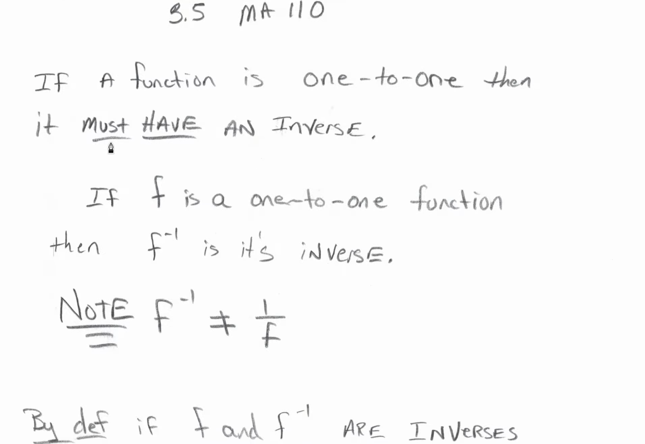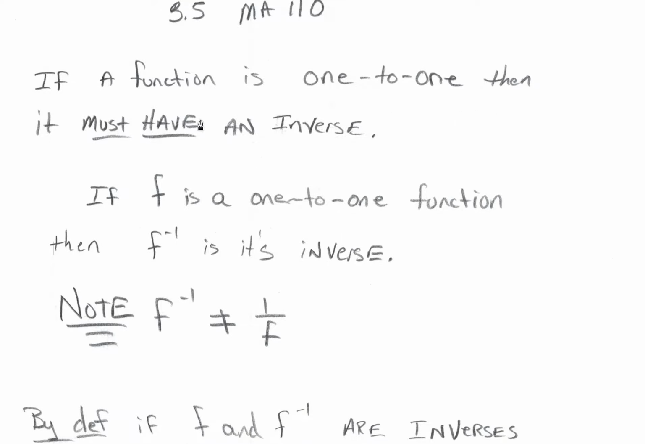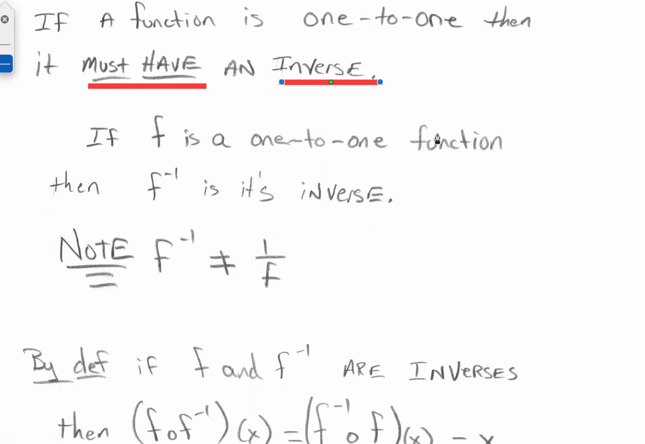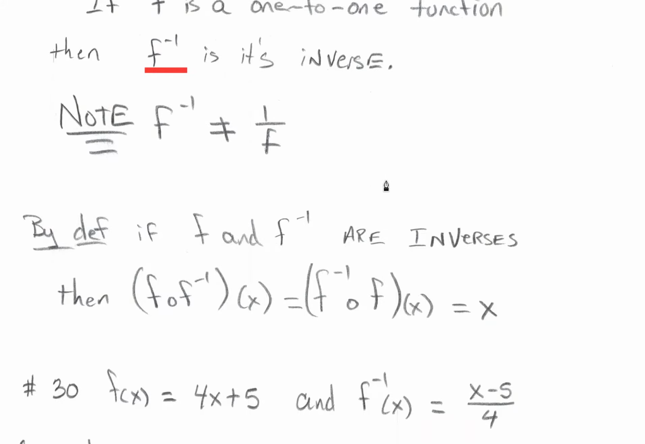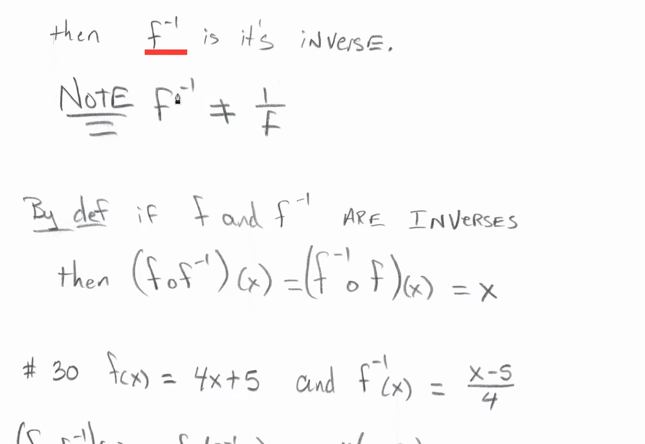Okay, so if a function is one-to-one, then that function must have an inverse. If f is a one-to-one function, then f raised to the negative 1 is its inverse. The way you read f raised to the negative 1 is f inverse. This is the notation for f inverse. Let's make a note here that f raised to the negative 1, f inverse, is not the same as 1 over f.